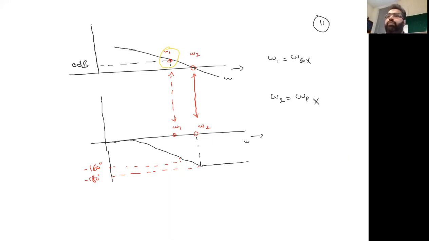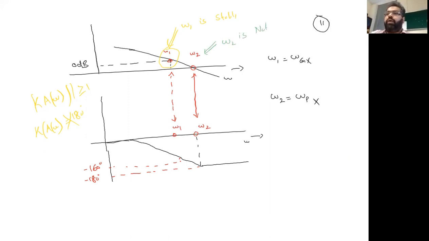At this moment, the condition that the amplitude of KA of omega should be greater than or equal to 1 is met. That's fine. What about the other condition? Is the angle of KA of omega beyond minus 180 degrees? No. So this means omega 1 is stable. What about omega 2? My amplitude of KA of omega is greater than 1, and omega 2 is the phase crossover frequency. This means omega 2 is not stable.